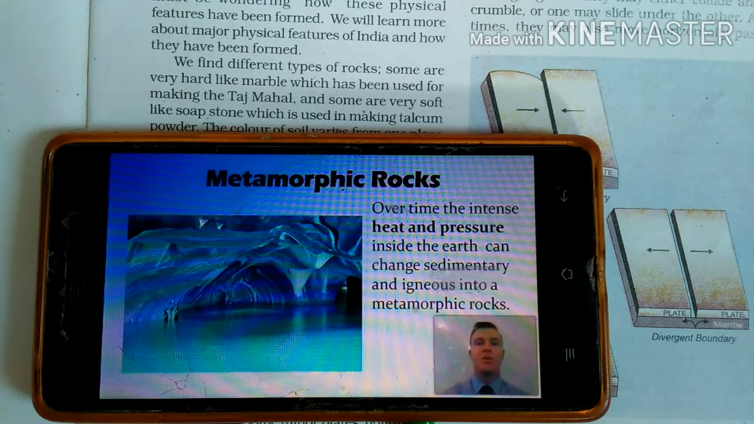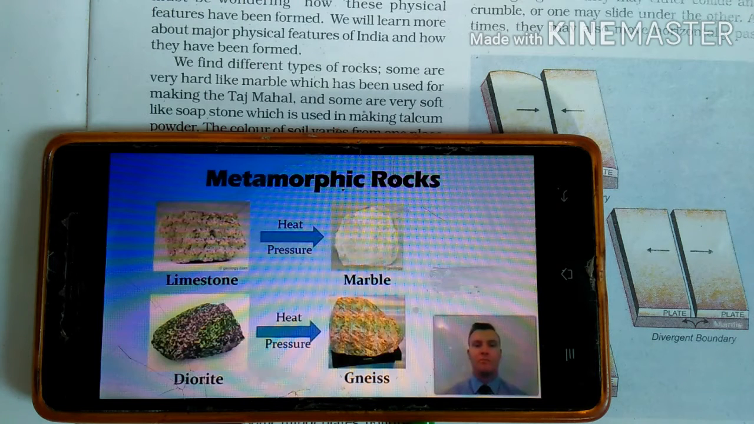The third type of rock is called a metamorphic rock. And this again comes from a Greek word, meta being change and morph being form. So over time, inside the earth, the immense heat and pressure causes those rocks in the earth to change form. So it might come from an igneous rock or it might come from a sedimentary rock, but we end up with metamorphic rocks, which have different properties from the rocks that they're formed from.